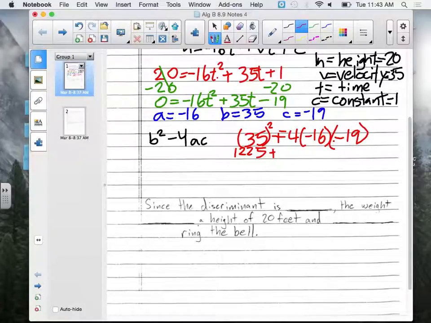is 64. And then times negative 19 is negative 1,216. Okay, so this is what we have so far. So what is 1,225 minus 1,216? 9. So that is our discriminant right there.